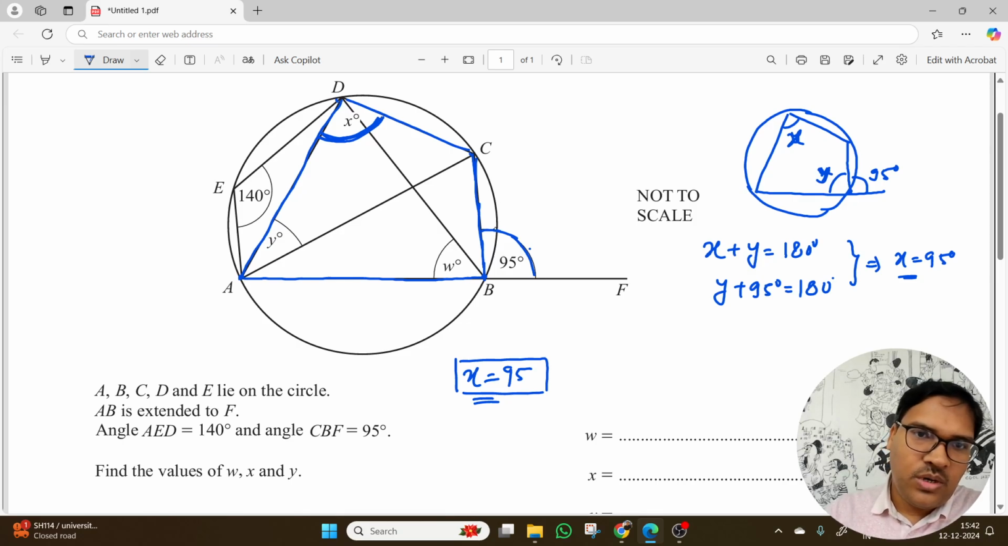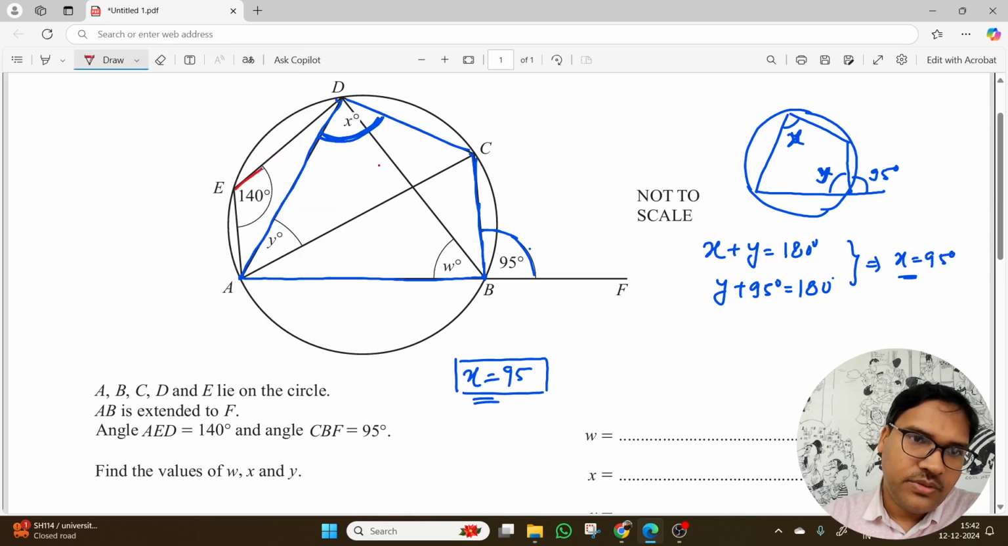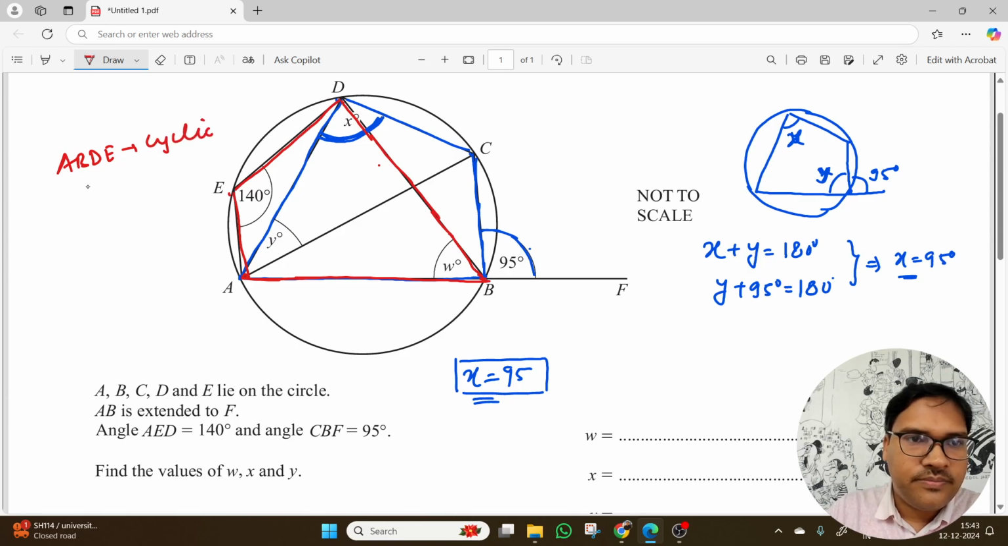Now the second one, how will I find w and this? So in this again you see, I can observe another cyclic quadrilateral. You can see this is a cyclic quadrilateral because all the vertices of this are lying on a circle. So you see A, B, D, E. I'm talking about A, B, D, E. This is also a cyclic quadrilateral.